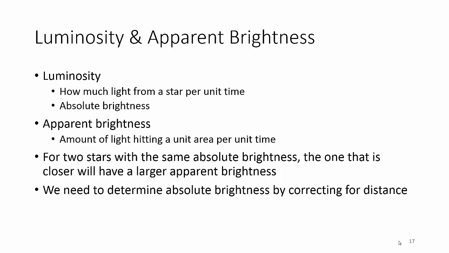Now, two stars with the same absolute brightness, the one that's closer is going to have a larger apparent brightness. And so in order to compare them, we have to correct for the distance. If you can imagine you're driving and you see two stoplights ahead of you, right? The one that's closer looks brighter to you, even though it's probably the same manufactured stoplight in both cases. So the one closer to you has a larger apparent brightness, but the one further from you and the one closer both have the same absolute brightness.